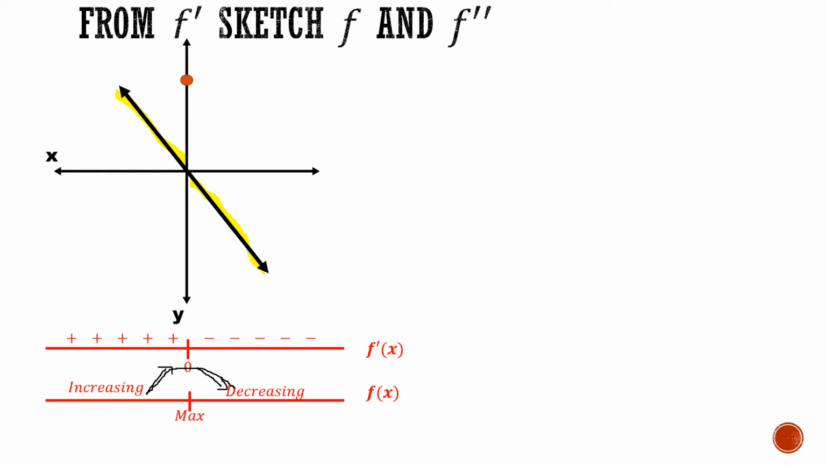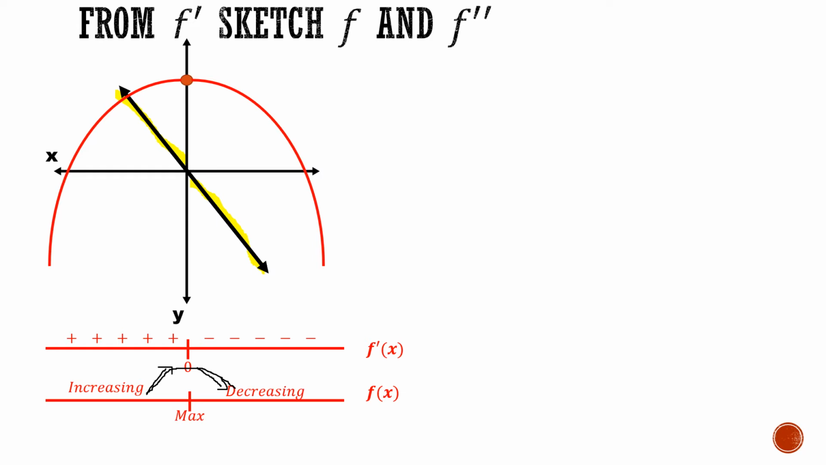On the left-hand side of my point, I want to draw a curve that's increasing. And then on the right-hand side of my graph, from that point, I want to draw a curve that's decreasing. This red graph that you see, this quadratic shaped graph, would have been f, given that f prime was that highlighted yellow linear line.